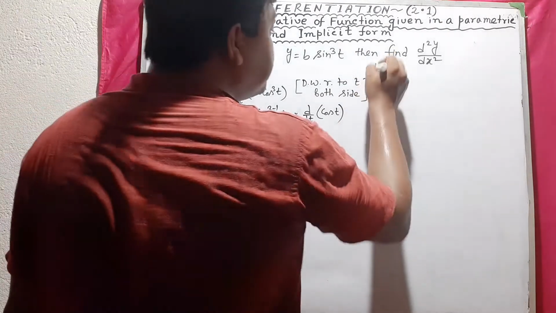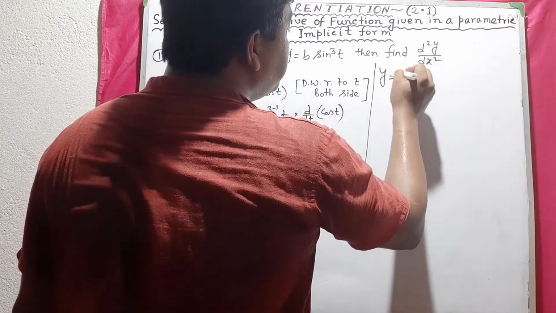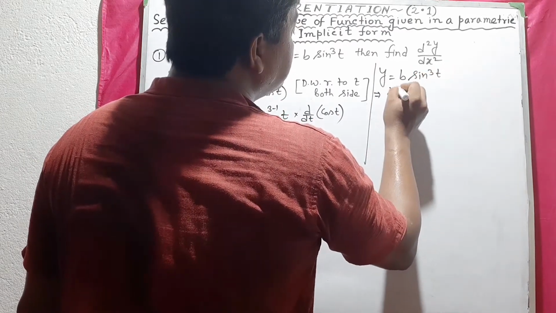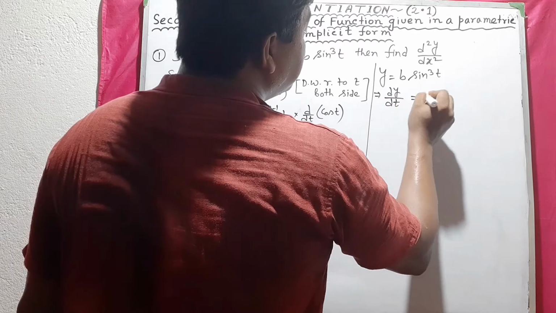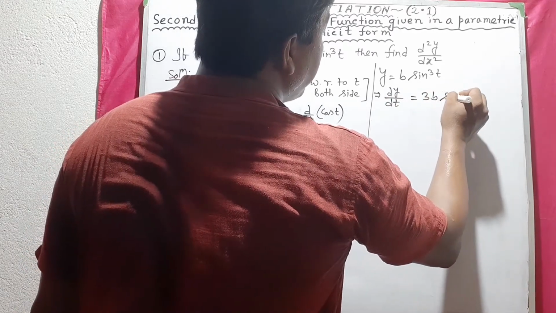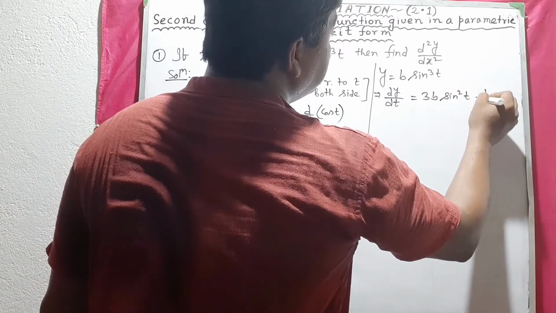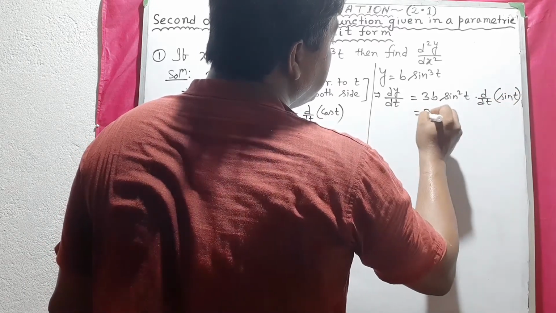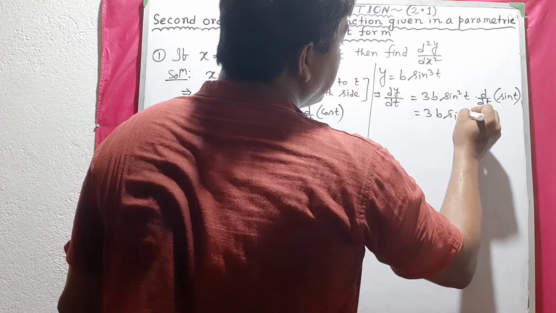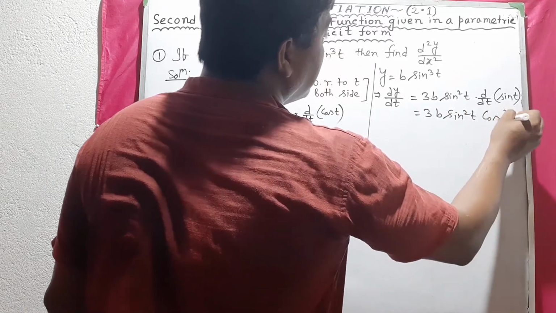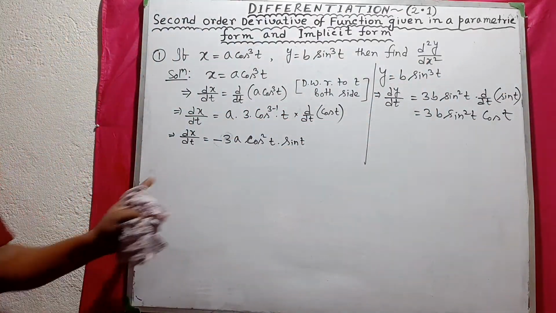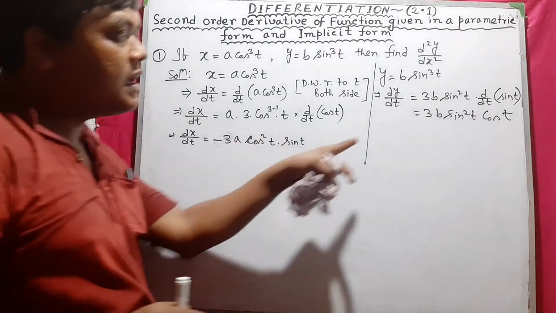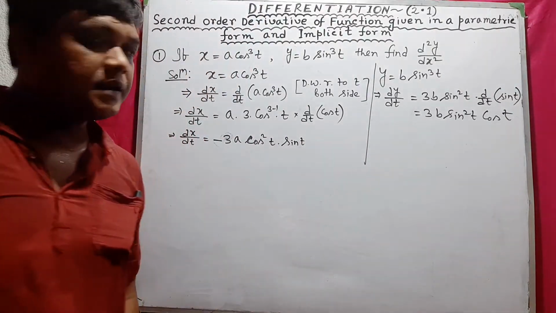Similarly y is given to you, y equals b sin cubed t, then dy/dt equals 3b sin squared t times d/dt of sin t, so that gives 3b sin squared t cosine t. I did not expand this again because I have already shown it: sin cubed is 3 into sin to the power 3 minus 1, so sin squared t, and the derivative of sin t is cos t. Clear?